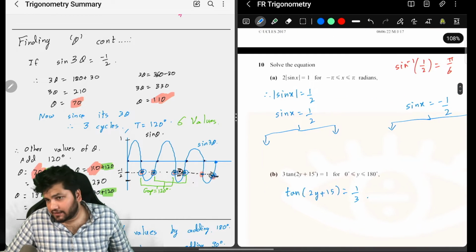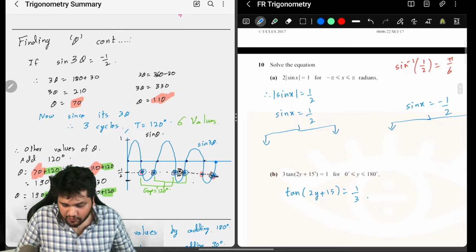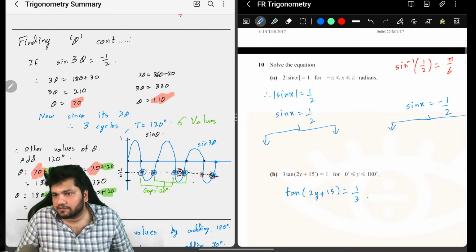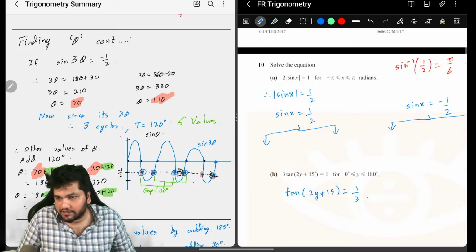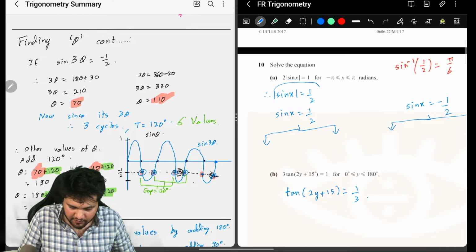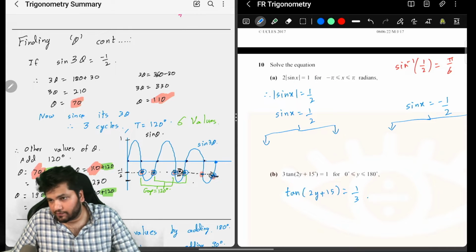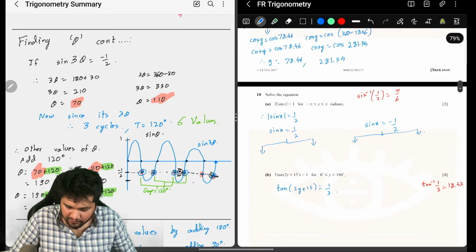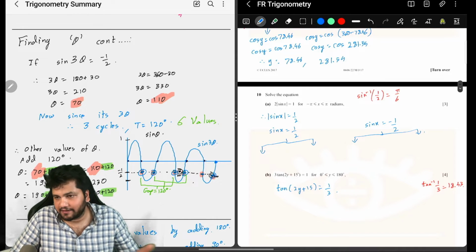Here sometimes they may ask you with respect to the mod. As you can see, 2 mod of sin x is equal to 1. So we'll make mod sin x the subject. We'll get mod sin x is equal to 1 by 2. We'll get sin x is equal to plus 1 by 2, or sin x is equal to minus 1 by 2. We know that sin inverse of 1 by 2 is pi by 6, 30 degrees.